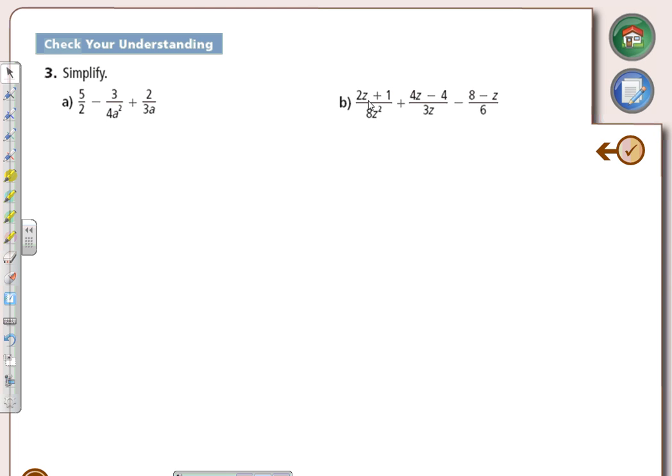Now we have 3 terms that we have to deal with. All right, here we go. We need the LCD for all 3 parts. We've got a 2, we've got a 4a squared, we got a 3a. So between the 2, the 4, and the 3, that's going to be 12, whichever method you do to get there. Then from the a's, we've got a squared, which we're going to have to do.